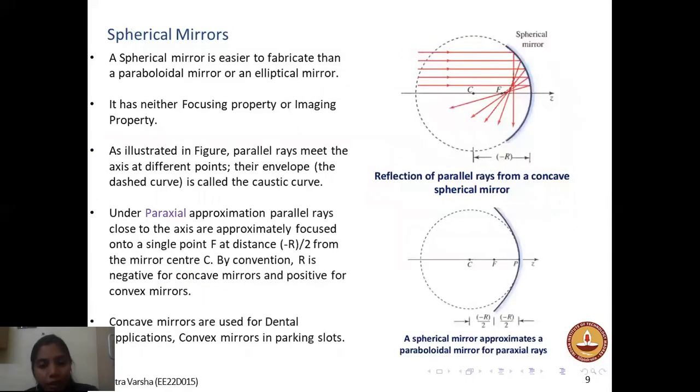Spherical mirrors have neither a focusing property nor an imaging property, but they are easy to fabricate. When used under the paraxial approximation, where parallel rays are very close to the axis, they exhibit both focusing and imaging properties. There are two types of spherical mirrors: concave, which are used for dental applications, and convex, which are used in parking slots.